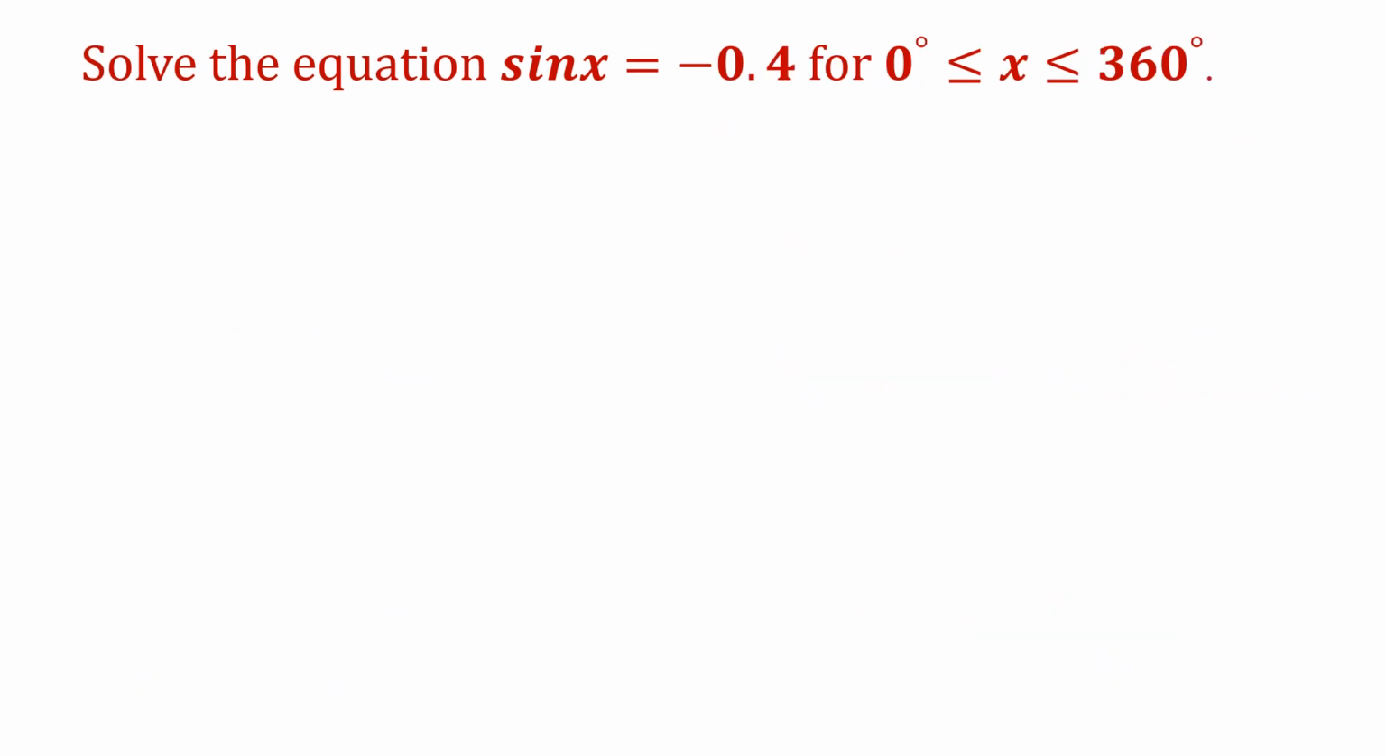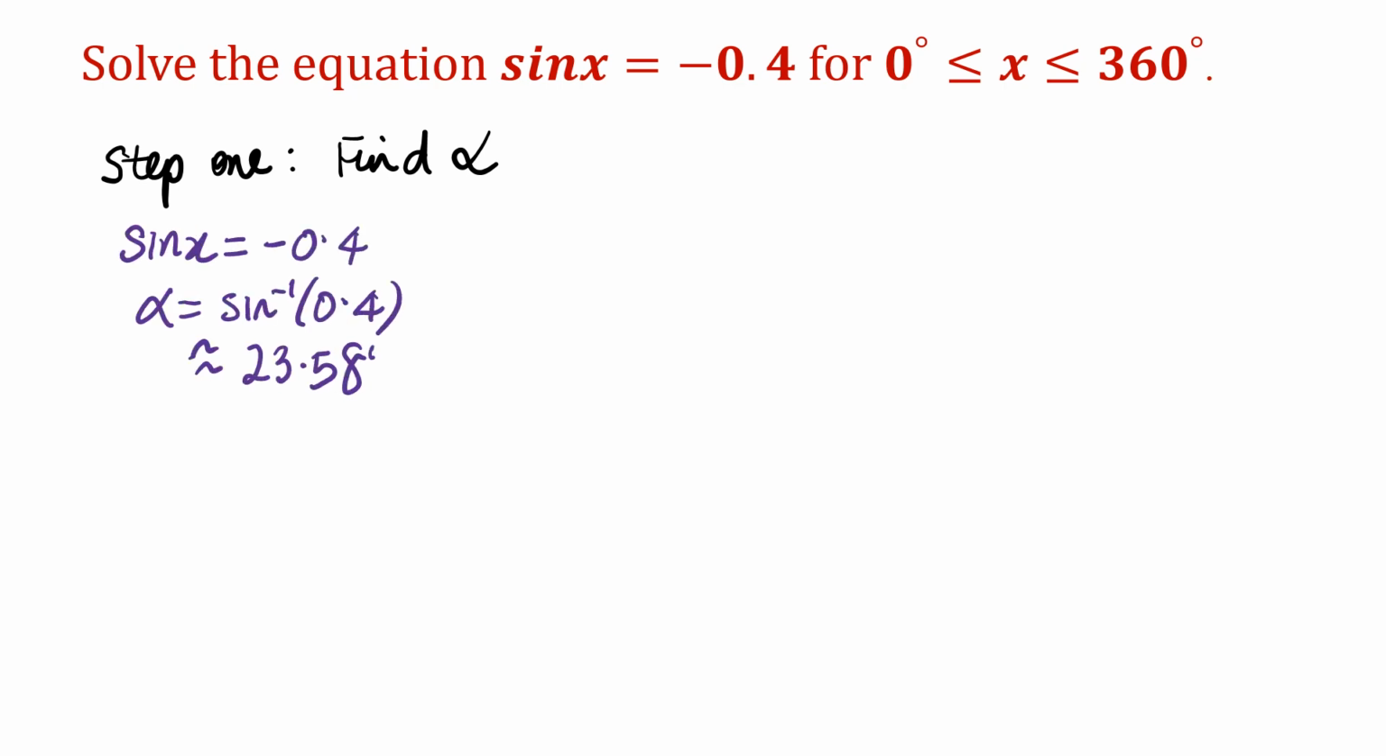Right, what happens if it's a negative value for sine x? We still do the same steps, meaning we still have to find our alpha. But in this case, remember alpha is an acute angle, so sine alpha will be a positive value. Hence, even though you have sine x equals negative 0.4, you have to ignore the negative sign first. And it's just sine inverse 0.4. So that is your alpha.